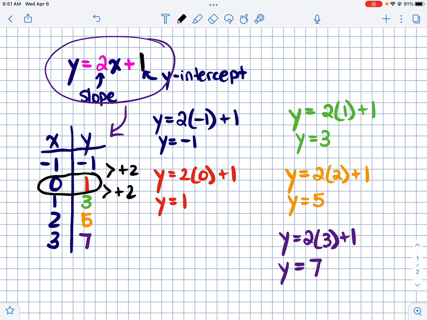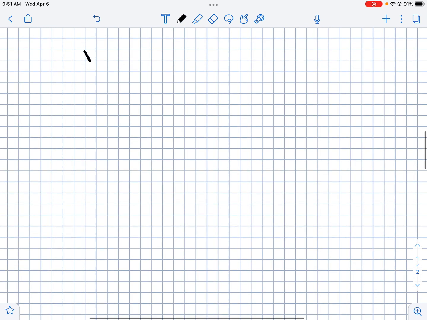Okay, cool. Okay, last thing I want to show you. I want to show you how you could graph a relation given an equation. So let's say we had y equals, I'm going to make it a negative slope this time, negative 4x plus 3.